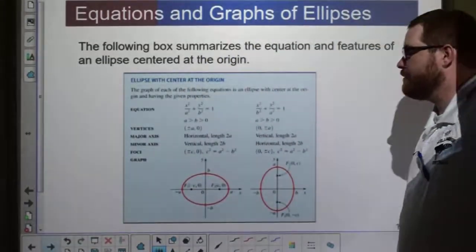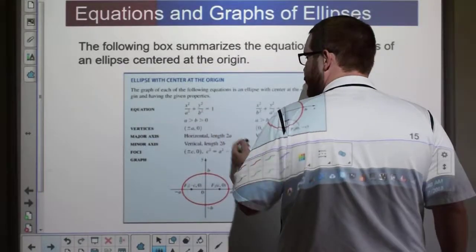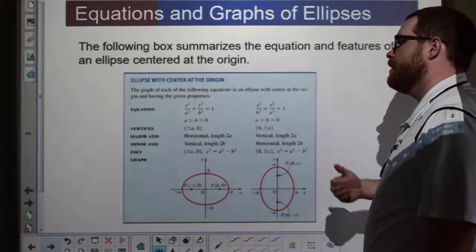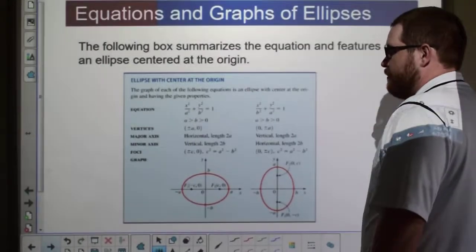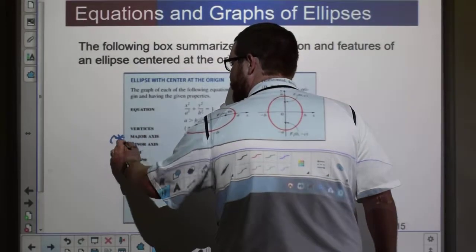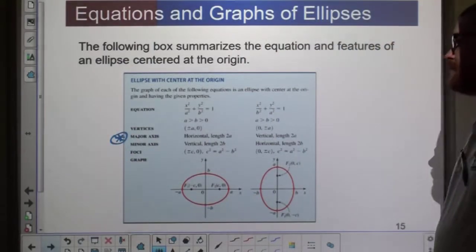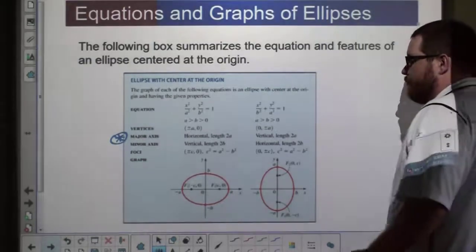So here's some information. You can read it. The equation is always x squared over a squared plus y squared over b squared equals 1. We'll talk about the vertices in a second, but the big thing to remember, the vertices come from the major axis. That's the longer axis. The minor axis is the shorter one. But here's the important part.